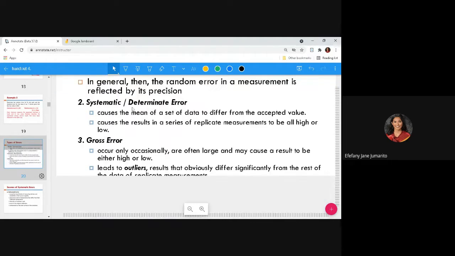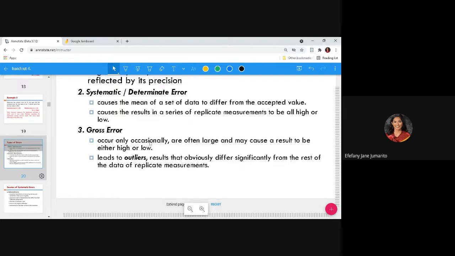Then also we have our gross error. Gross error occurs only occasionally, so this one is more on clumsiness. If you are in a laboratory and you are out of focus, that's it. Examples of gross error are spilling, if you have spilled your solution, or splashing, you weren't watching and it splashed, or overboiling. Or you made a mistake and put a different solute in your test.